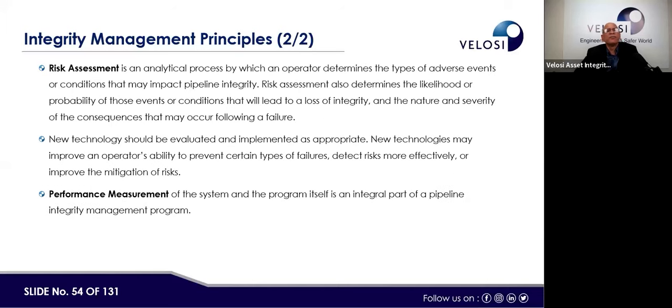Then risk assessment is an analytical process by which an operator determines the types of adverse events or conditions that may impact pipeline integrity. Risk assessment also determines the likelihood or the probability of those events or conditions that will lead to a loss of integrity, and the nature and severity of the consequence that may occur following a failure. Then performance measurement of a system and its program itself is an integral part of the pipeline integrity management program.